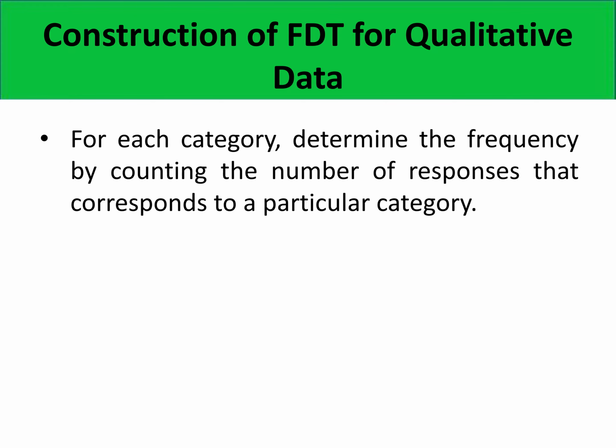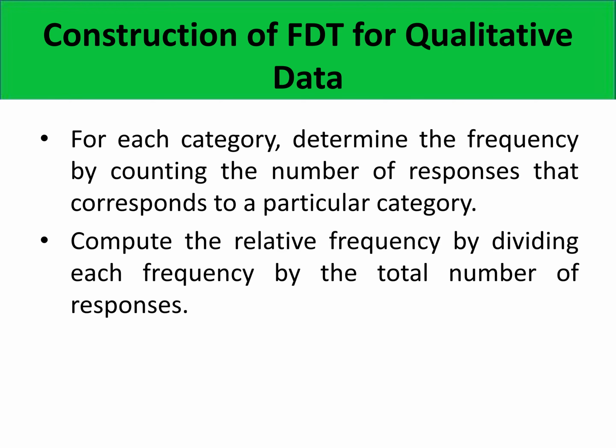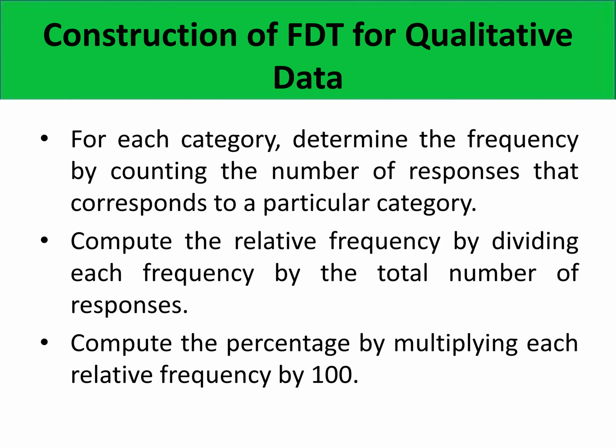These are the steps in constructing a frequency distribution table for qualitative data. First, you need to list down all the categories and count the responses corresponding to each category to determine the frequency. Next, determine the relative frequency by dividing each frequency by the total number of responses. Lastly, compute the percentage by multiplying each relative frequency by 100.